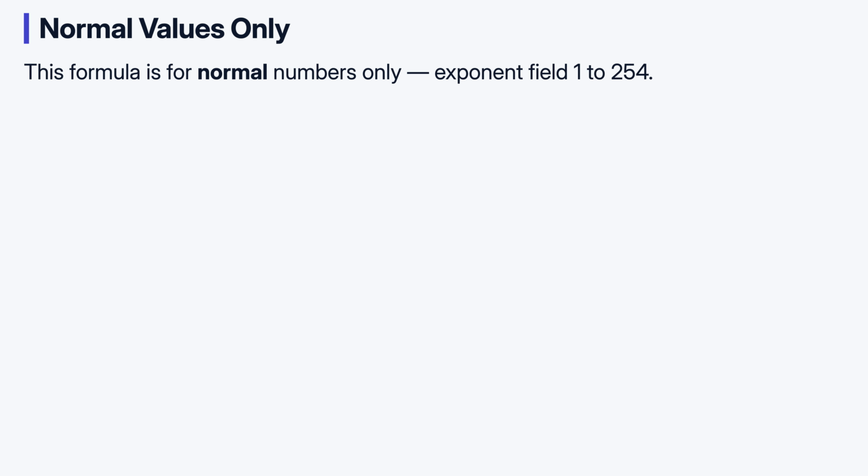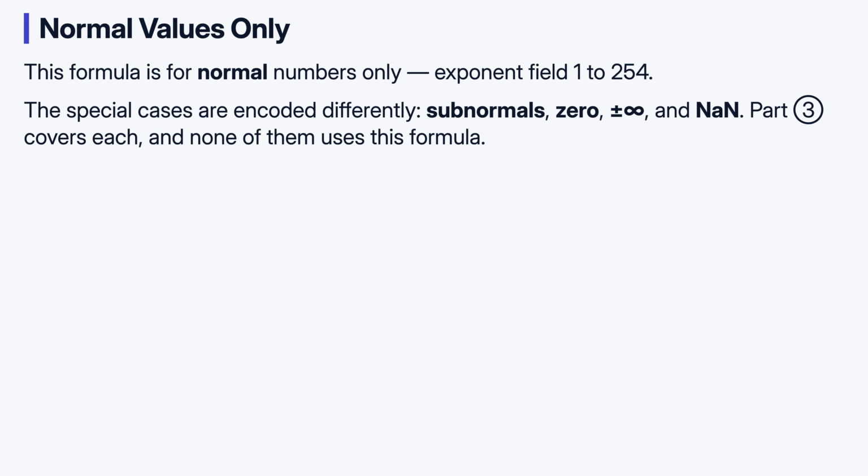One caution before we use it. This formula is only for normal values, those with an exponent field from 1 to 254. Subnormals, 0, infinity, and not a number are the special cases. Part 3 encodes them differently, and none of them uses this formula. Now let us run the formula on a real pattern.